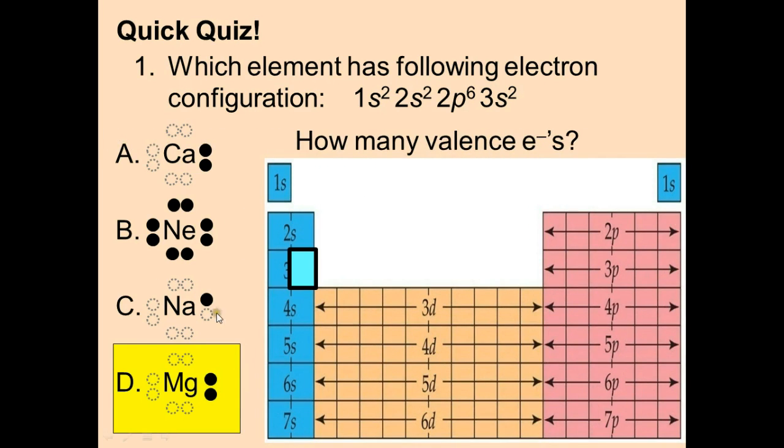And so same thing, you can figure it out. We just talked about this. It has 2 valence electrons because it's under 2A.